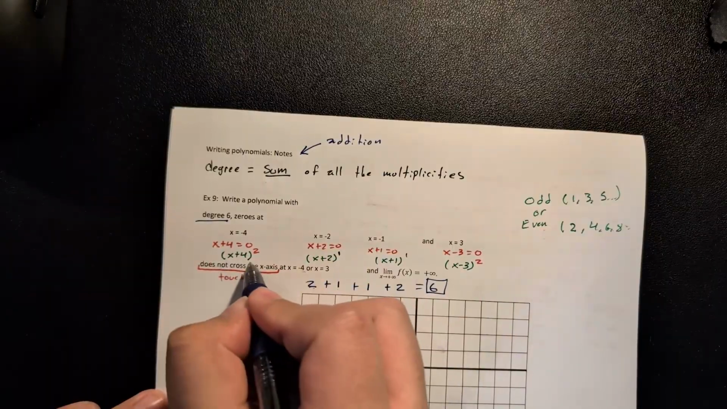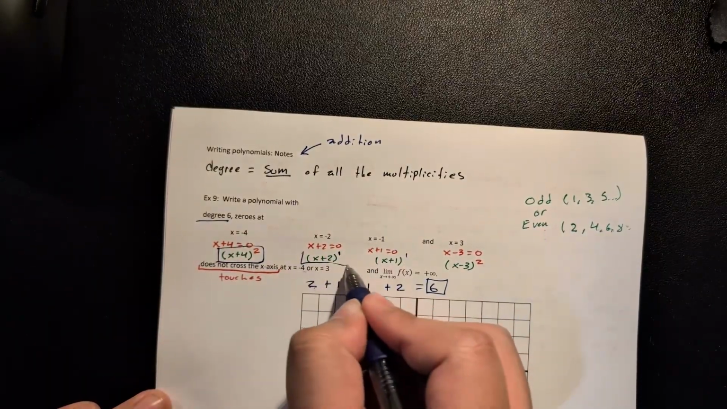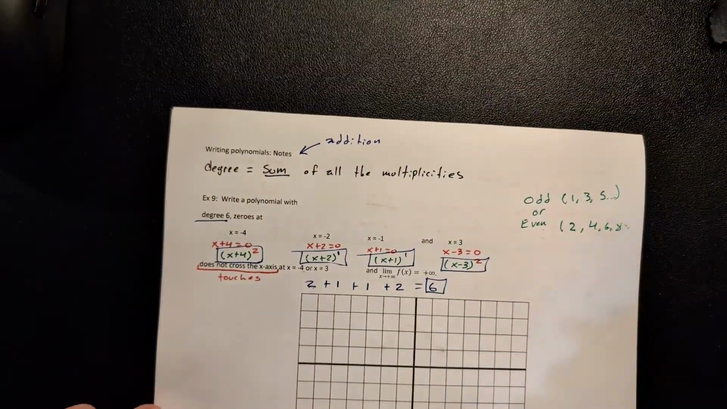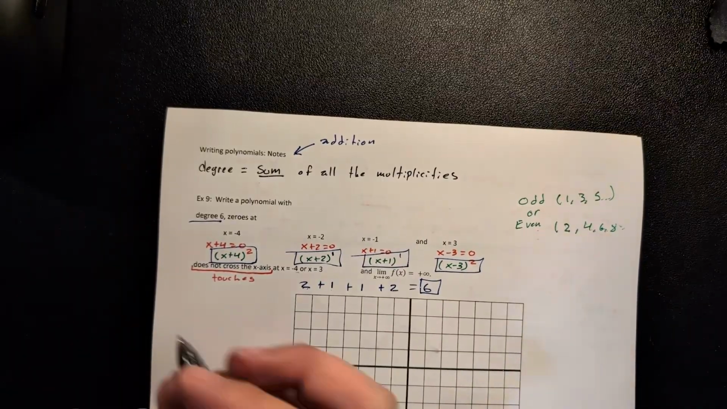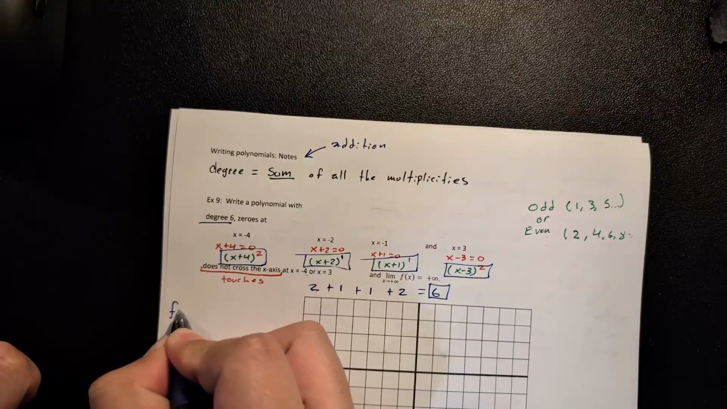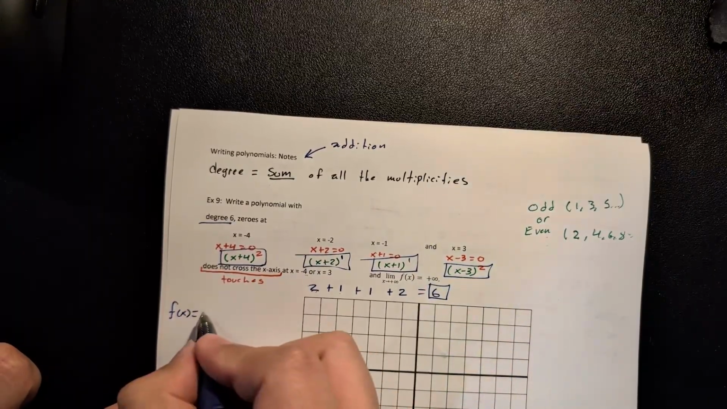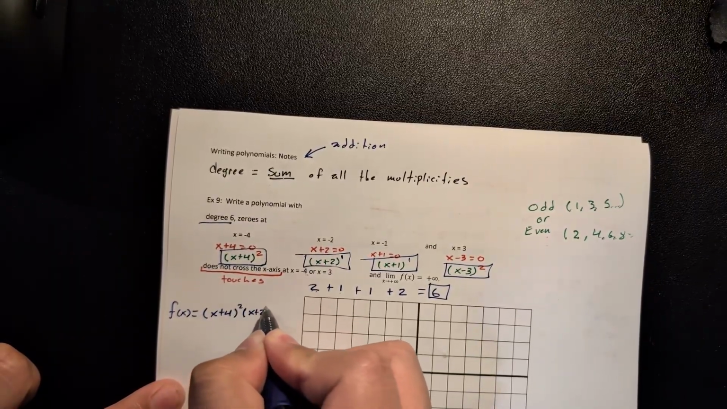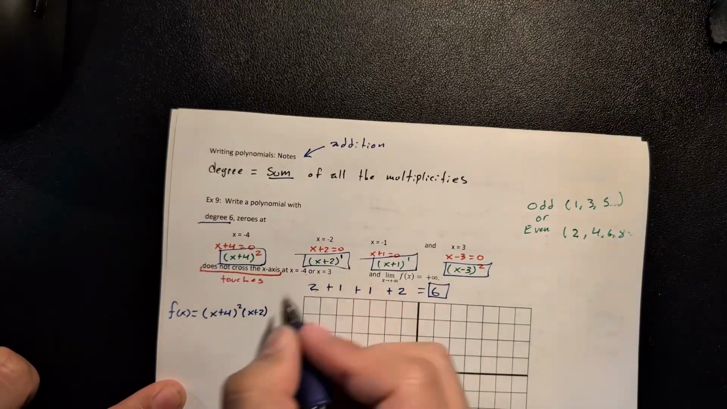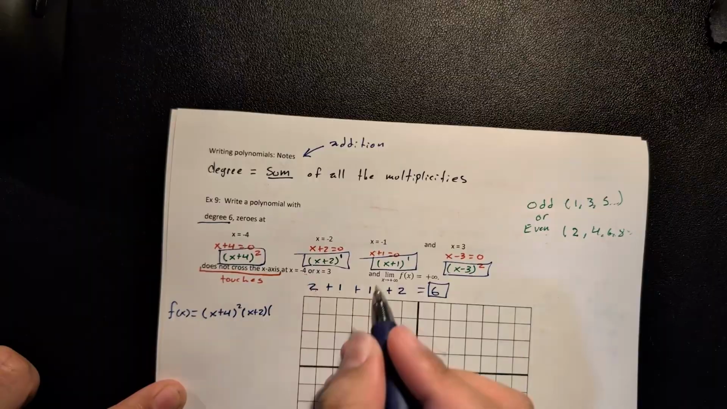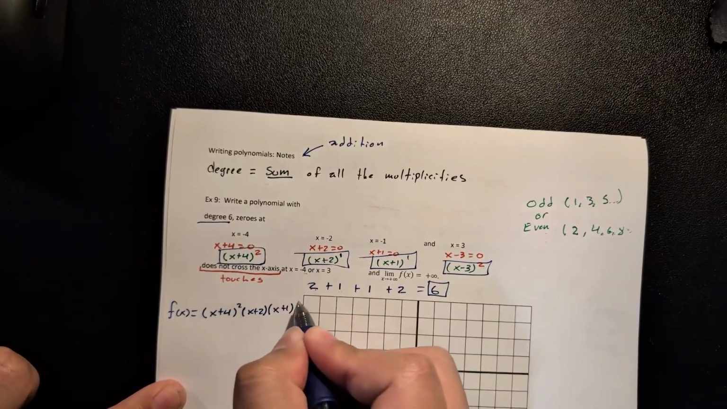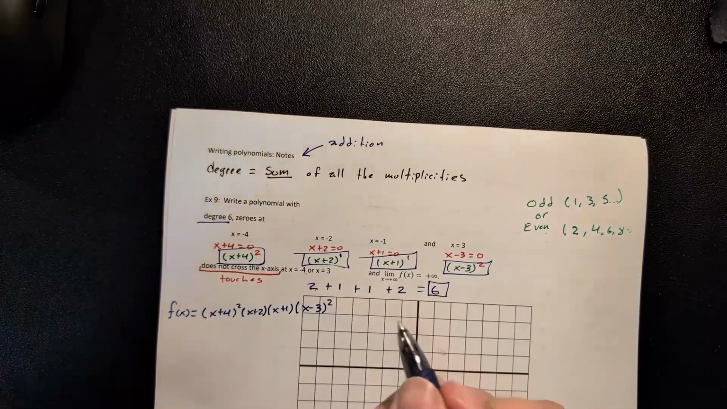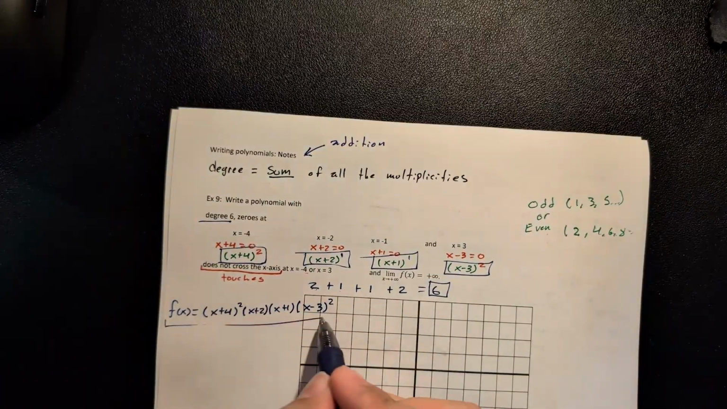Putting it all together, we're going to write it as f of x is equal to (x plus 4) squared, (x plus 2), and then you could add the 1 or you could leave it out. I would leave it out, (x plus 1), and then the last one, (x minus 3) squared. Okay, so this is my polynomial. Good.